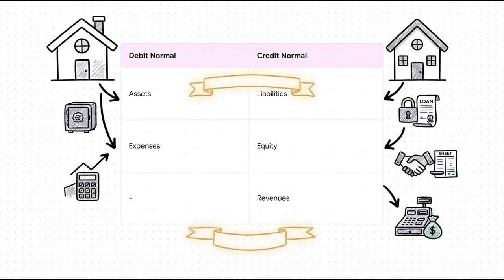Take a look at assets and expenses. They live over on the left, meaning their home side is the debit side. But notice how liabilities, equity, and revenues live over on the right. Their home side is the credit side. The absolutely golden rule to remember here is that anytime you make a deposit or you want to increase an account, you always do it on its home side.